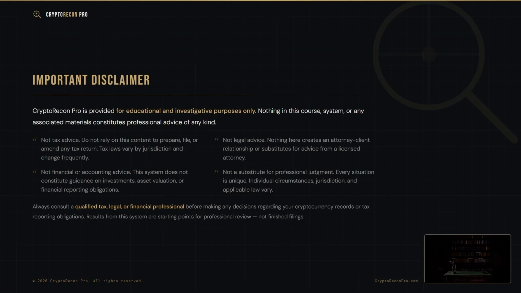Not a substitute for professional judgment. Every situation is unique. Individual circumstances, jurisdiction, and applicable law vary. Always consult a qualified tax, legal, or financial professional before making any decisions regarding your cryptocurrency records or tax reporting obligations. Results from this system are starting points for professional review, not finished filings.